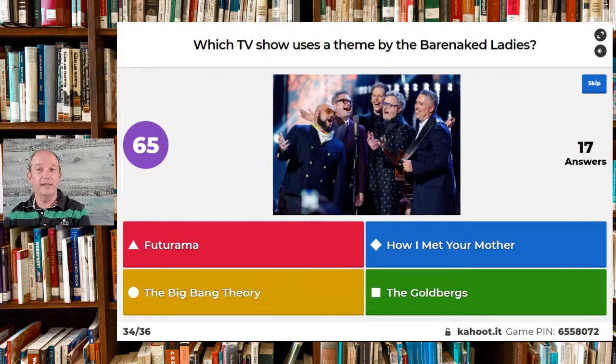So Bare Naked Ladies, it is a band. They're Canadian, but which TV show uses one of their songs as a theme tune? Is it Futurama, How I Met Your Mother, Big Bang Theory, or The Goldbergs? So, who knows their theme tunes? Then you'll have to take a guess. It's definitely one of these programs.